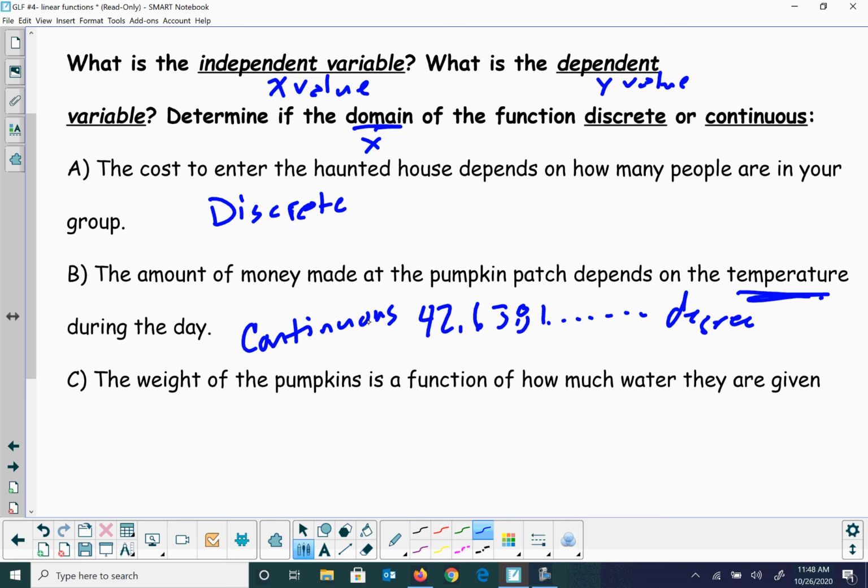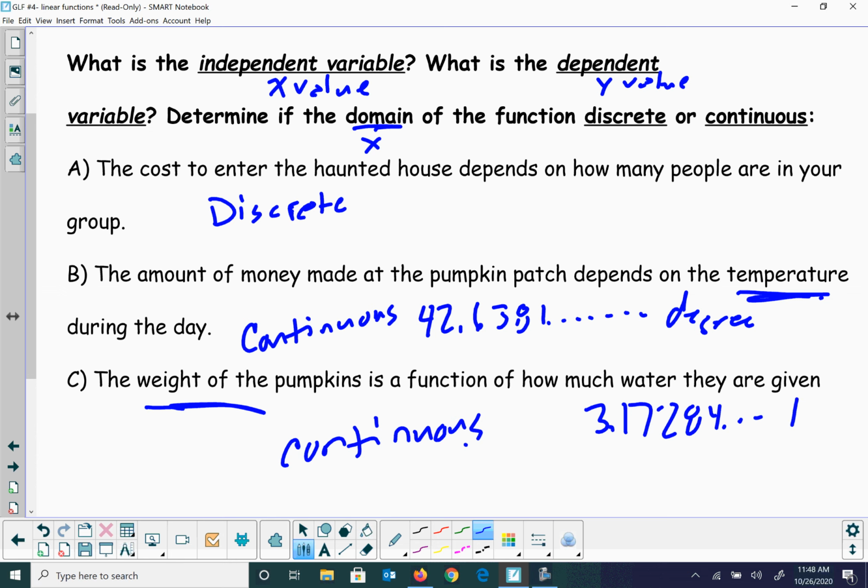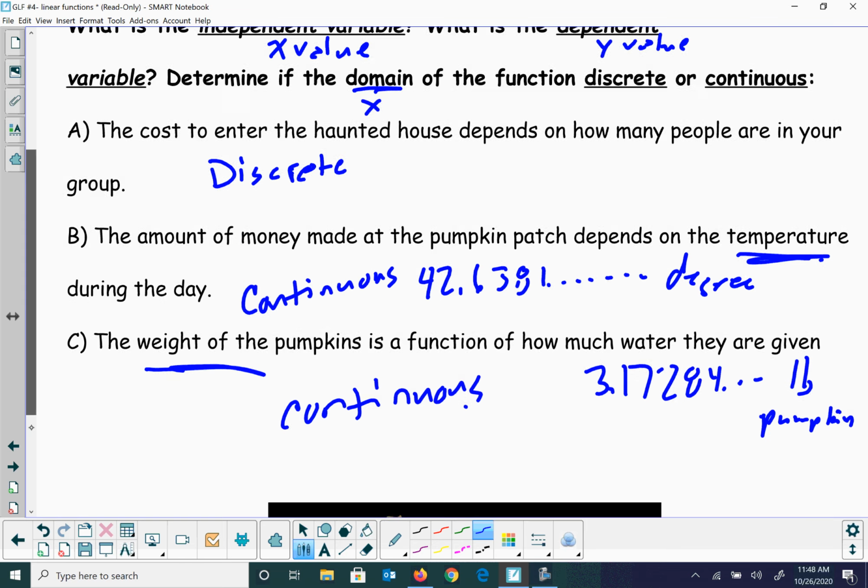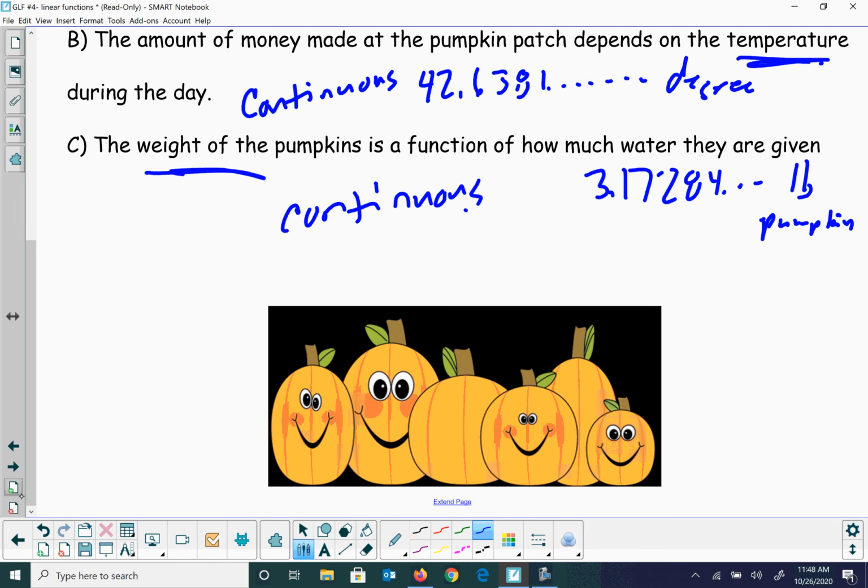The weight of pumpkins is a function of how much water they are given. A weight is also continuous. Even though they round it, if we had a really accurate scale, we would be able to say, hey, we have a 3.17284 blah, blah, blah pound pumpkin. Okay, so that would be continuous as well. Oh, I like the jack-o'-lanterns. This one needs a little face in it too. Maybe some teeth. Okay.